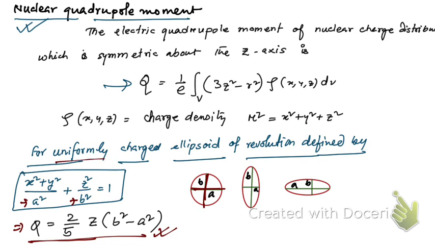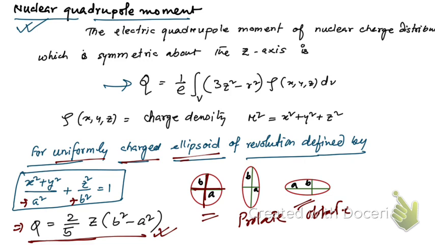For a uniformly charged ellipsoid, it may be elliptical, it may be spherical, it may be of this form. This is oblate, this is prolate, and this is just spherical.